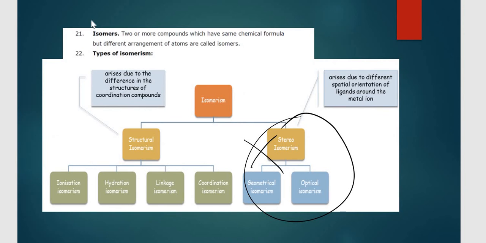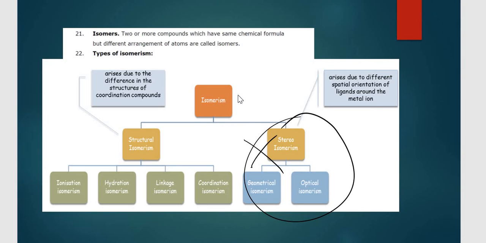Now the next topic is isomers. We know that when 2 or more compounds have the same chemical formula but different arrangement, they are called isomers, and the phenomenon is called isomerism. So the way we did in organic chemistry, these compounds also show isomerism. It can be structural isomerism or it can be stereoisomerism.